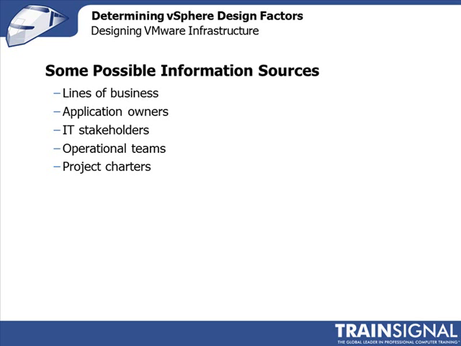You might also gather information about requirements from the application owners. The application owners may give you information about what sort of requirements the applications have, what sort of resources they need, how they are expected to perform, and what dependencies exist. Your IT stakeholders, such as the IT director, CIO, CTO. Operational teams that are responsible for managing or operating the environment. If this particular design is also slated to be related to a particular project, you may find information in the project charter or other existing documentation. All of these can be different sources for information for the requirements.